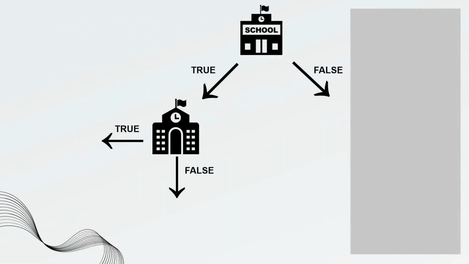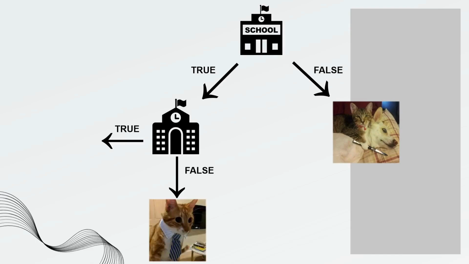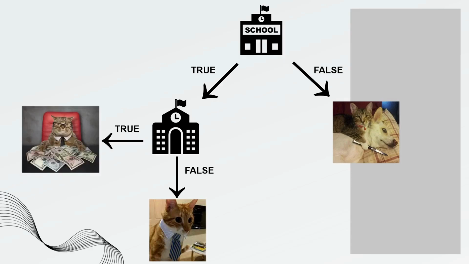To better understand the nested if-else, let's extend the previous example. In this case, we have the first condition as going to school. If that is true, then we again check another condition which checks if the cat is going to college or not. If he doesn't even go to school, then it's a bad cat. If it goes to school but not to college, then it's a working cat. But if it goes to school and college, then it becomes a rich cat.